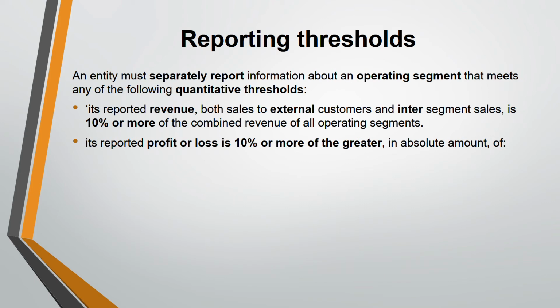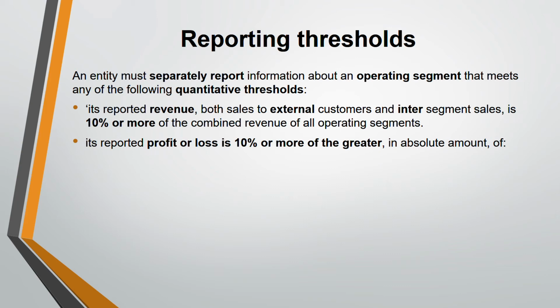Next, we are talking about profit or loss. So the first threshold is for revenue. Next, profit or loss. Here also is the same, 10% or more, of the greater. Why of the greater? It depends, because some segments might be reporting losses, some segments might be reporting profit.